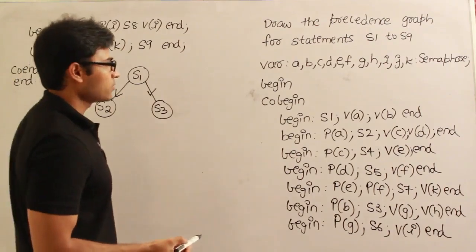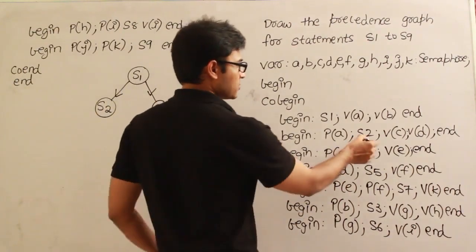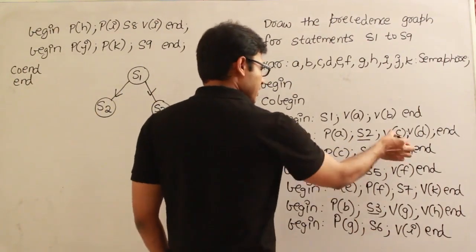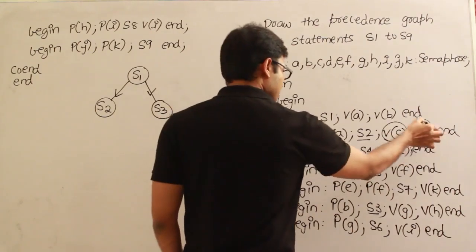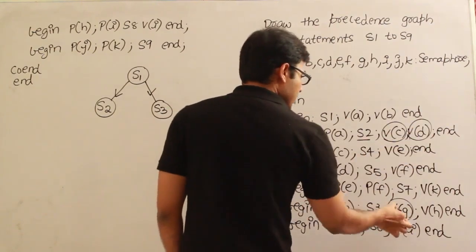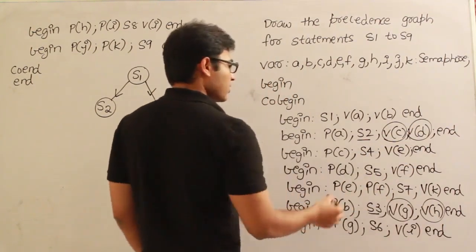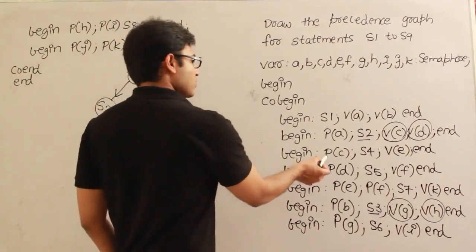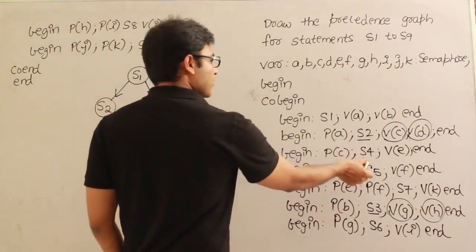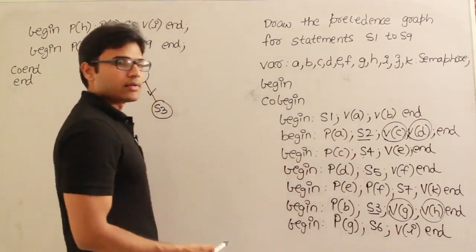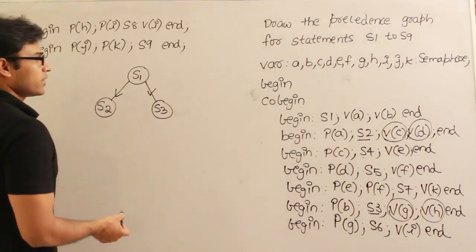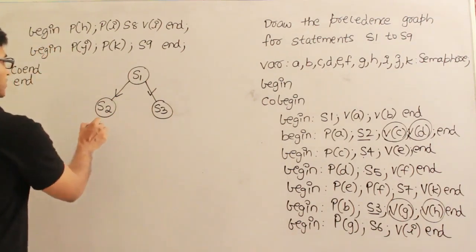And now after S2 and S3 are executed, what are getting enabled? C and D are getting enabled, and moreover here G and H are getting enabled. Now let's see what is depending on C and D. So S4 and S5 are depending on C and D, right? Therefore after S2, S4 and S5 can run.